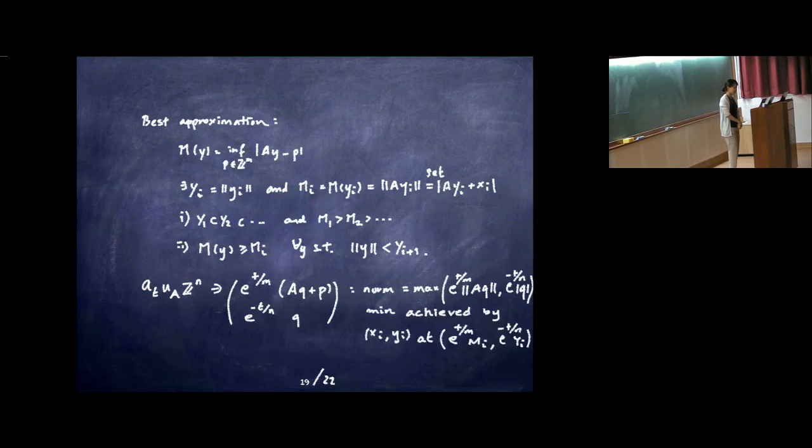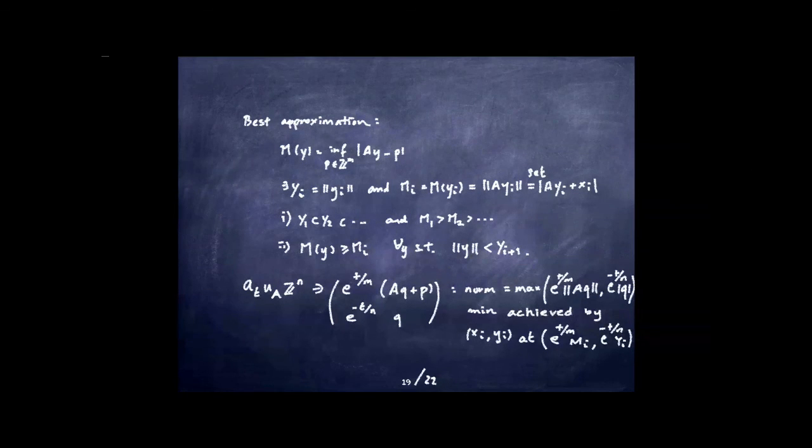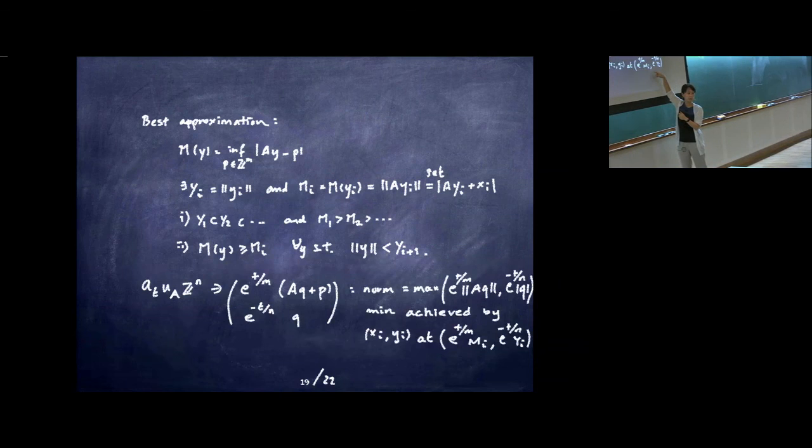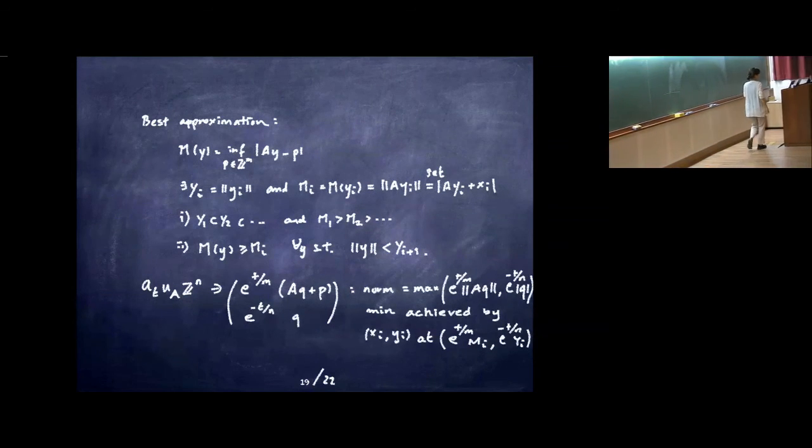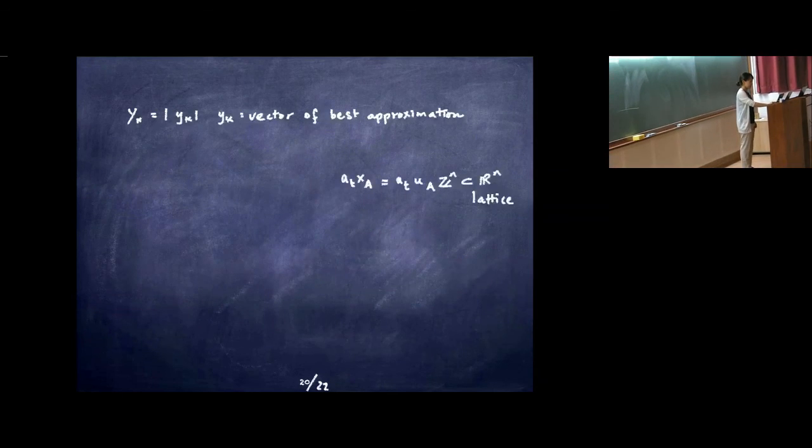Now we are denoting that the local minimum is achieved by xi, yi, and at that point we have these values: e to the t over m times mi, and e to the negative t over n times yi. So these are the norms, these are the numbers. Okay, so we have this in mind.